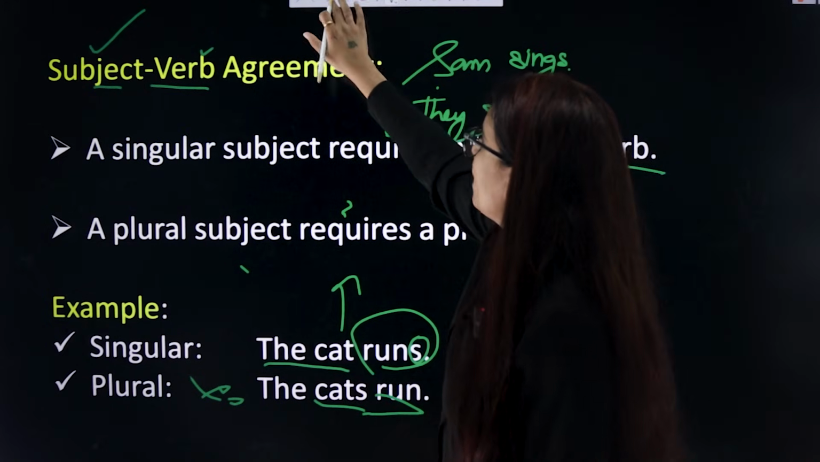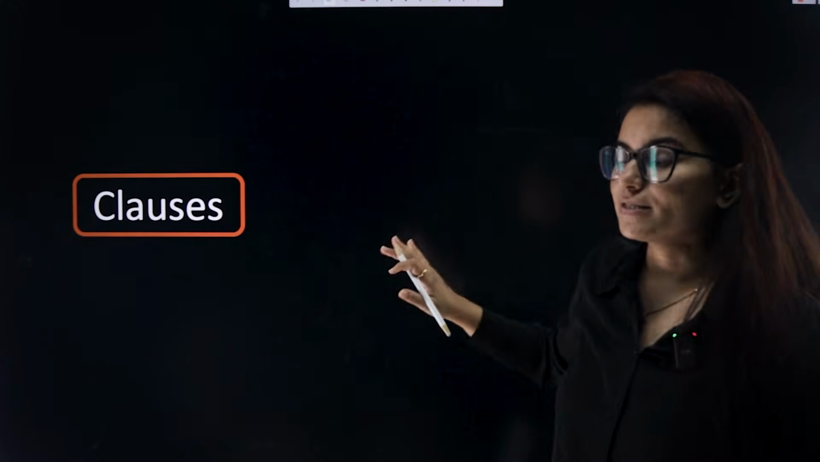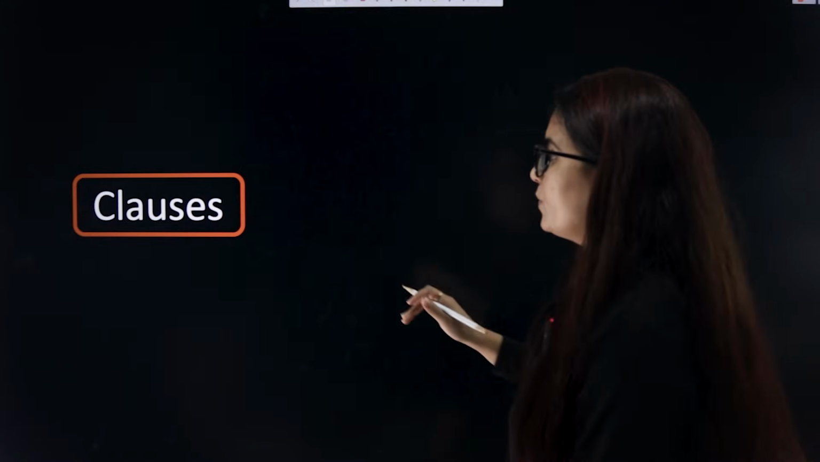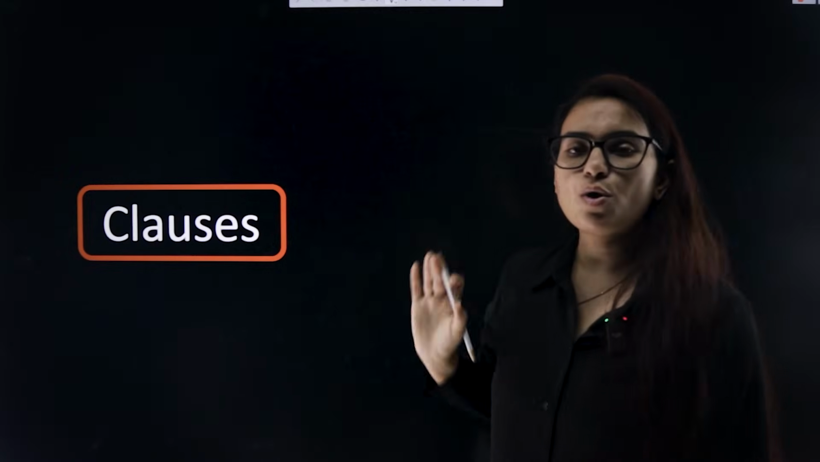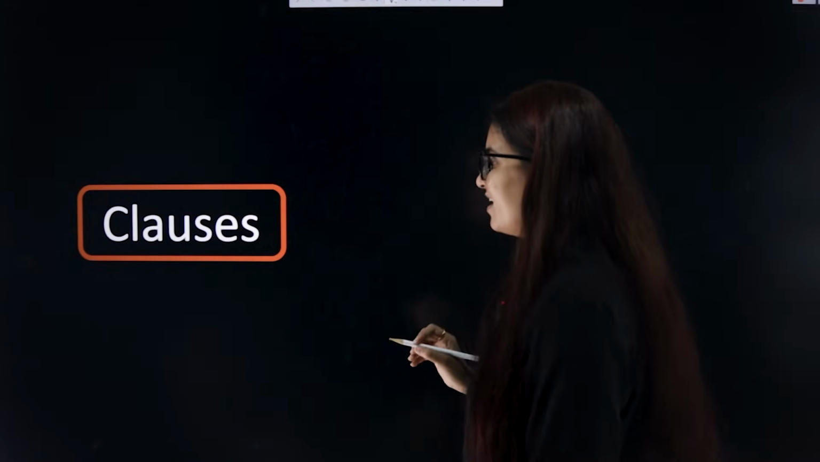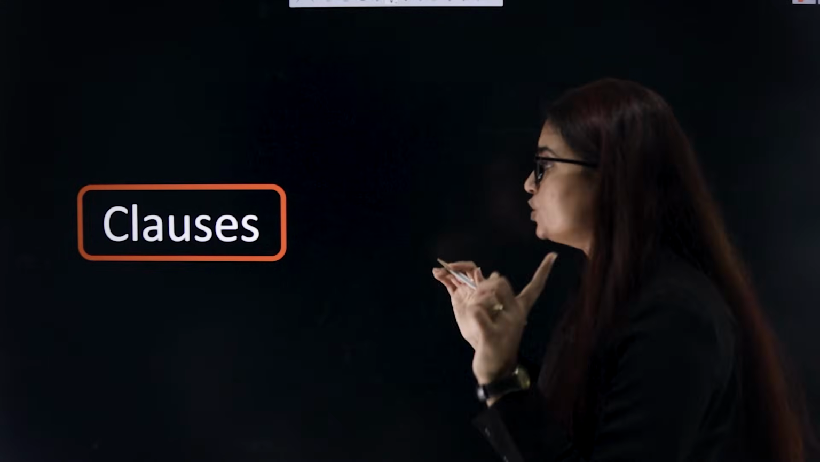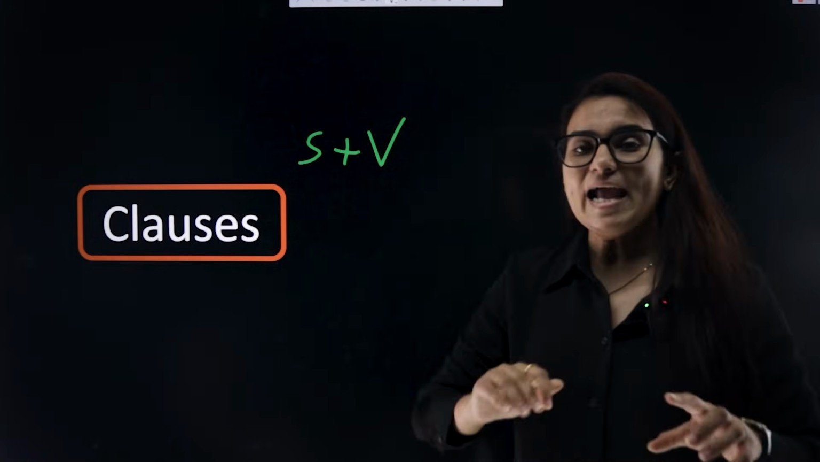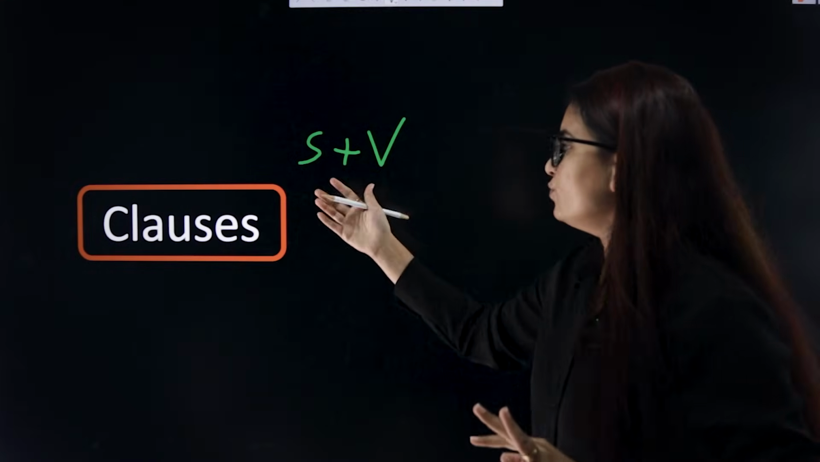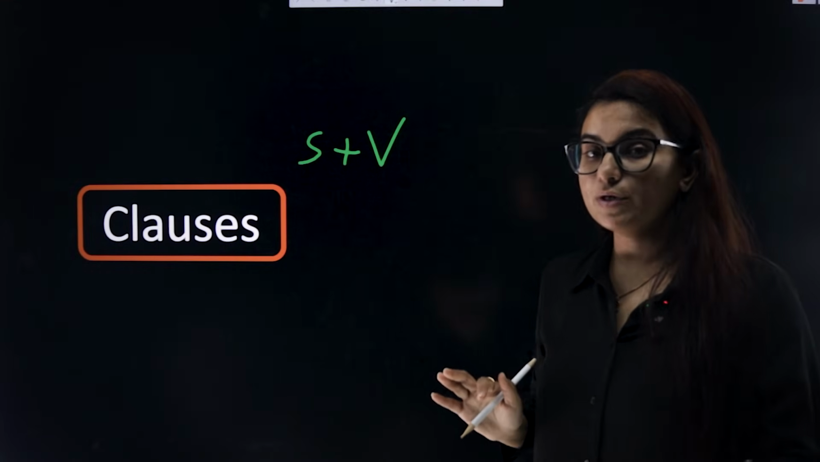Moving on, we have the next part of this video, which is called clauses. This is a term that we have been using for some time now, and I want to take a minute before I show you the theory. Let's talk about clauses properly. Clauses are a combination of words which will always have a subject and a verb. Any combination of words, if you see these two things together, you can call them a clause.